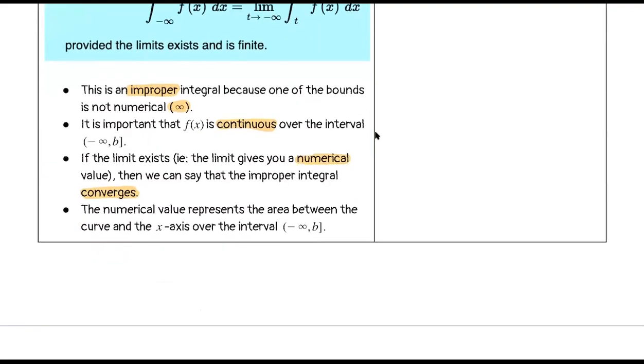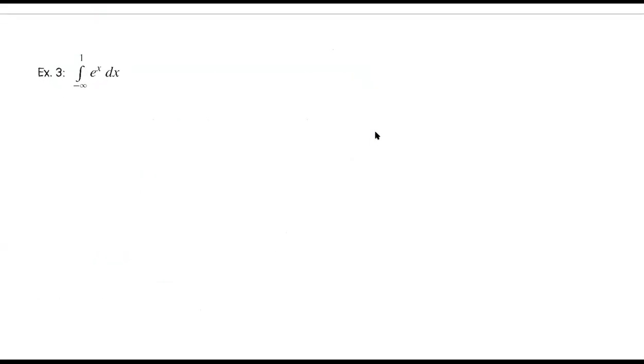All right, so let's take a look at example number 3. Let's start off with a diagram of our function. Here we have e to the x, and that is one of our parent functions. It's an exponential function, good one to know. So let's sketch out our function.